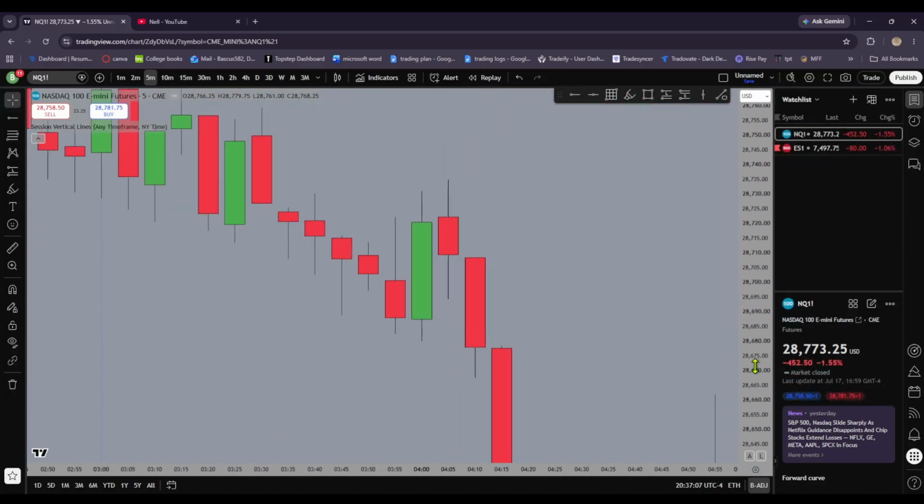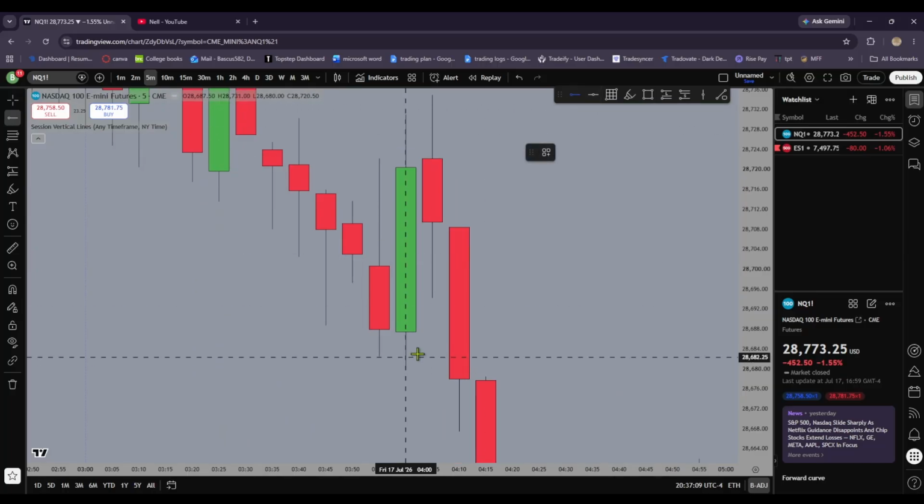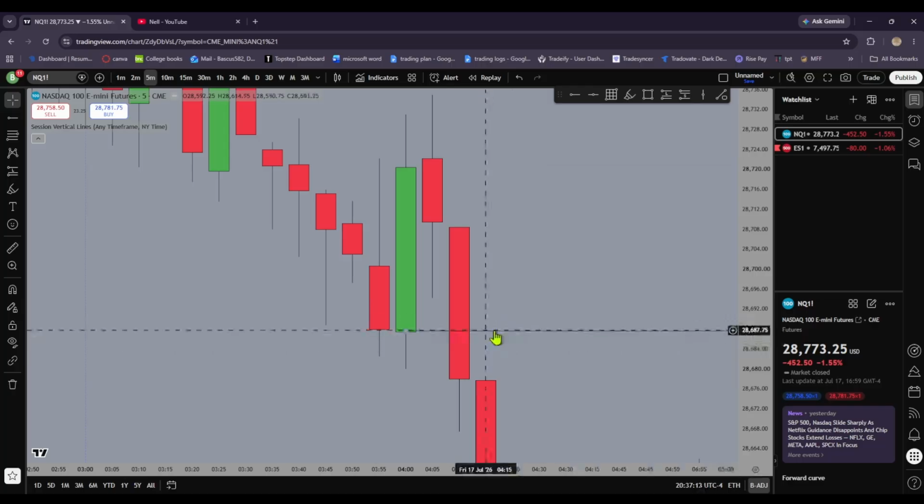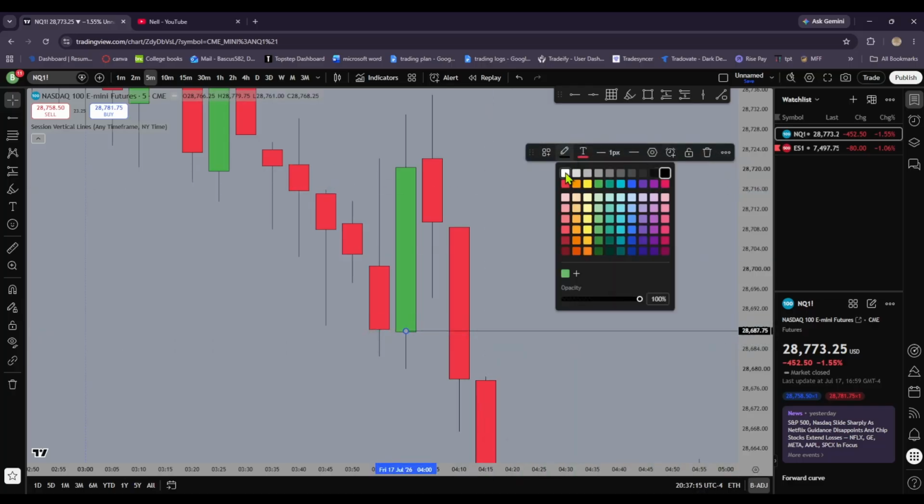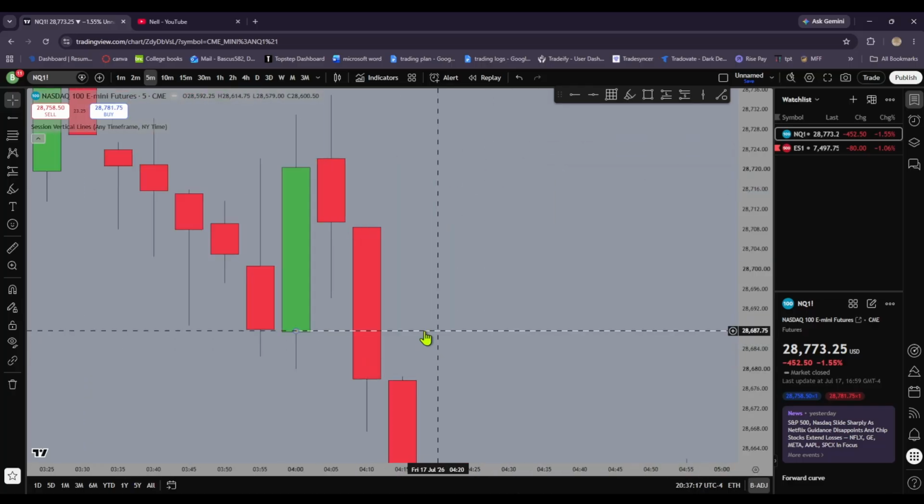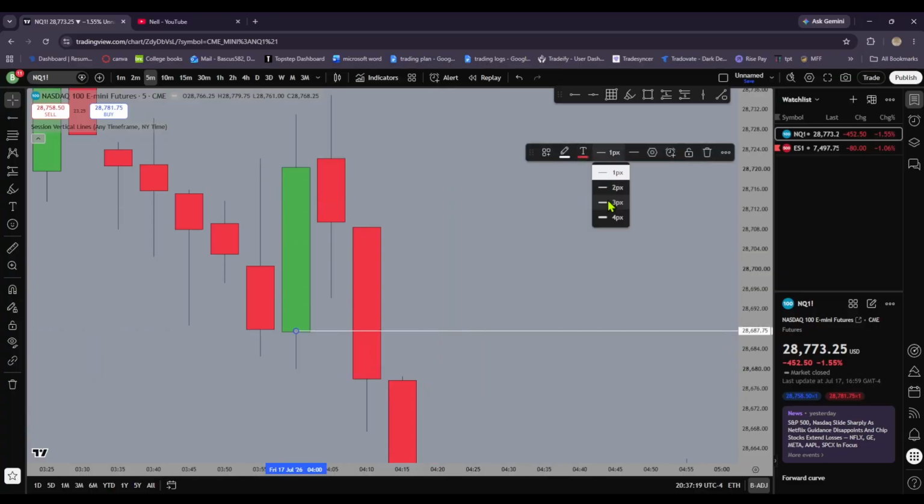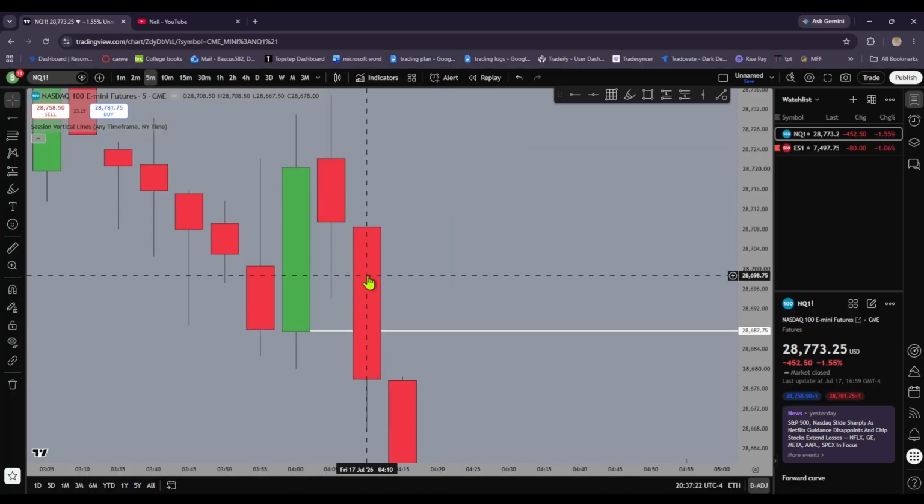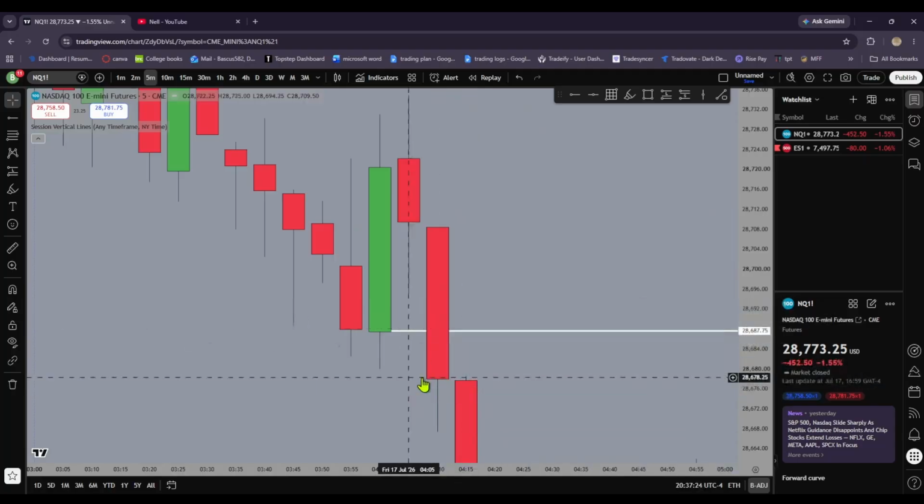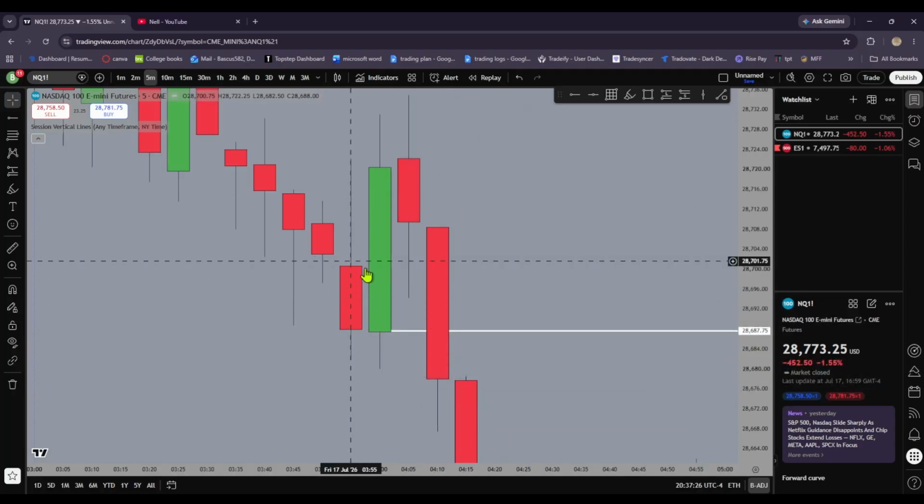So we have right here another perfect example. Where did we open? We opened right here. Draw a line. And let's make this white for you guys just so it's a little more visual. What do you guys know? We literally have a break of structure to the downside because we closed below where this bullish candle opened.